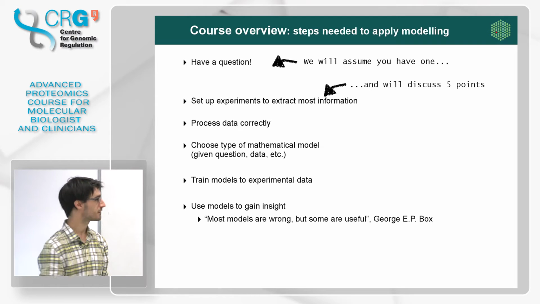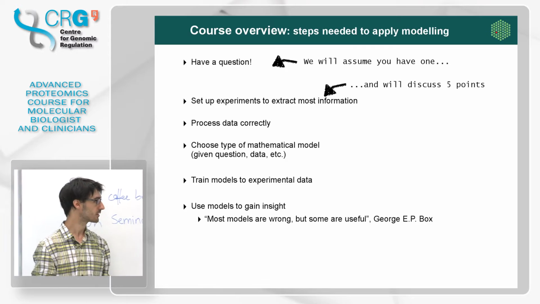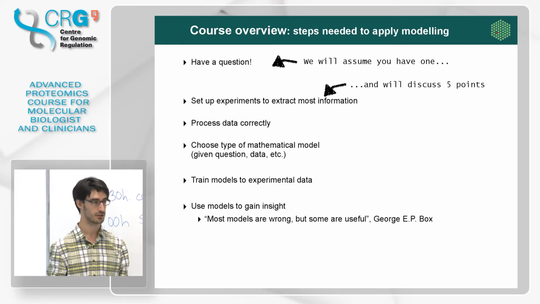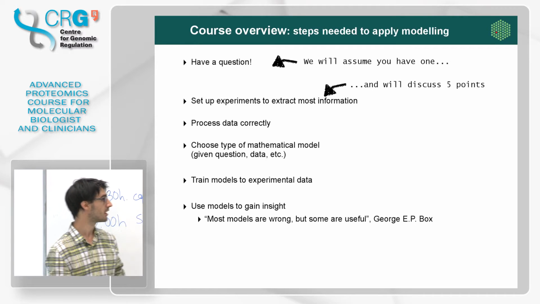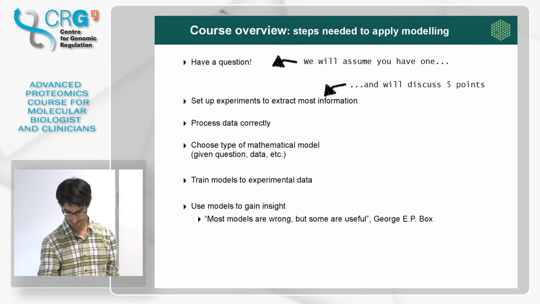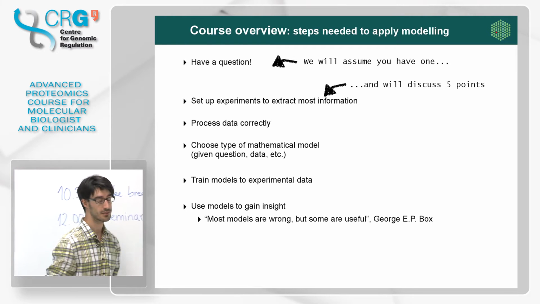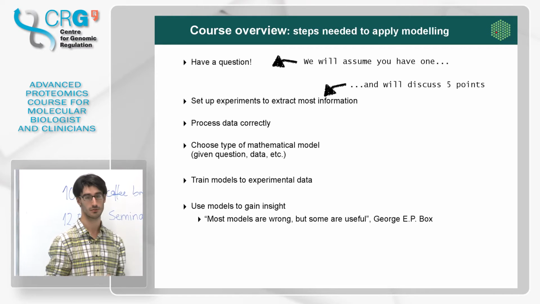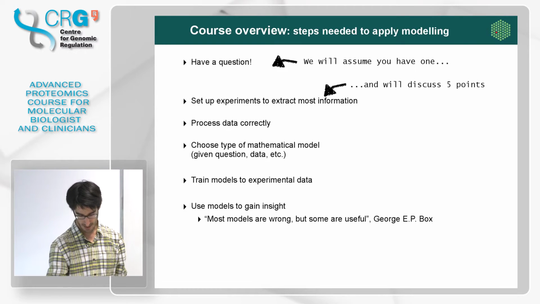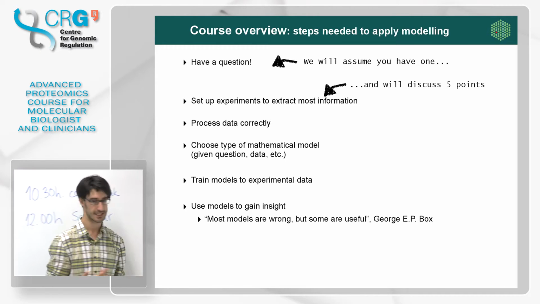The next step then, once you have processed your data, is to choose the right type of mathematical model that you're going to use to try to understand your question. So this is specific, and you need to know a little bit of the field to make the decision which type of model I'm going to use, given the question, the data, and so forth. Once you have chosen your mathematical model, one way to make them predictive is to train models to experimental data. We're going to see how to do that. And finally, the most controversial point is use modeling to gain insight.